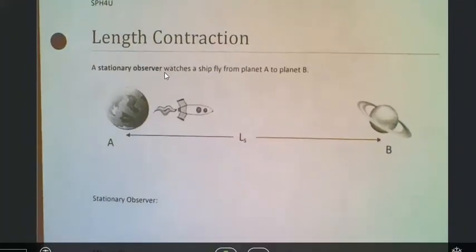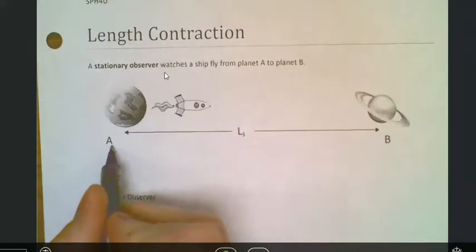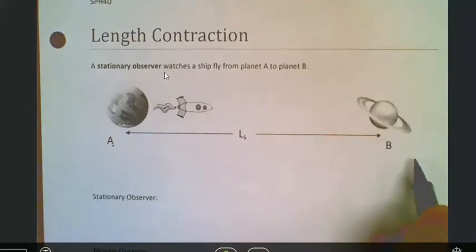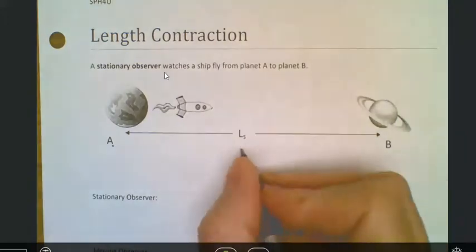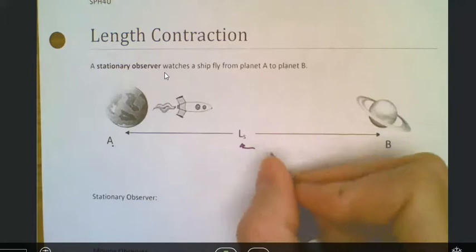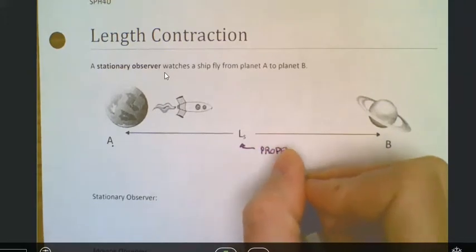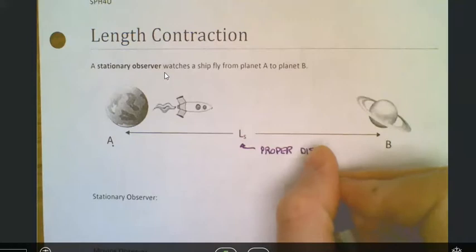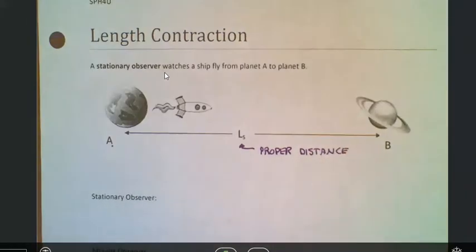What we see here is a ship, and this ship is traveling from planet A to planet B. The distance between the two planets is LS. Okay, and we're going to call this now, this is different than the other one. It switches, which is a bit frustrating, but at the same time we have to deal with it. This is the proper distance. This is the distance that a person just looking at these two planets from afar says, oh, planet A to planet B, here's the distance. And this is the proper distance. We're not moving with respect to it.